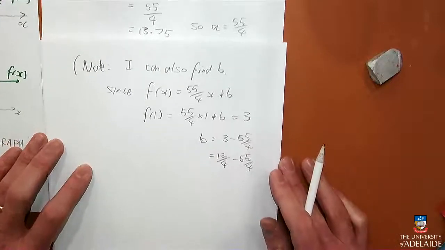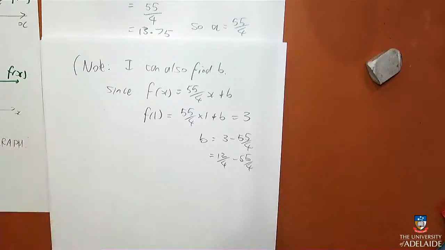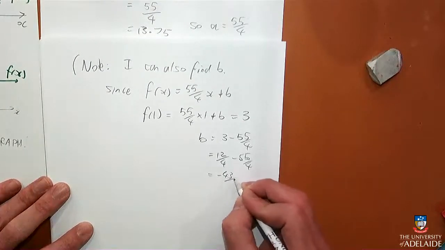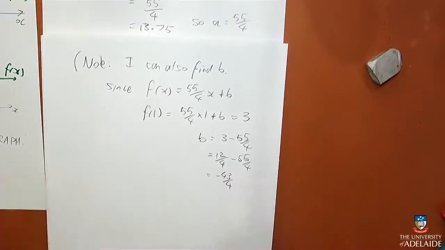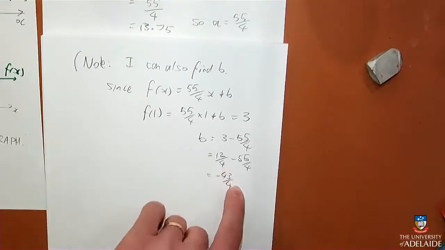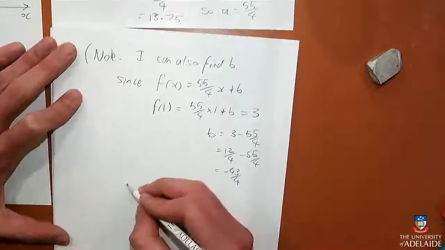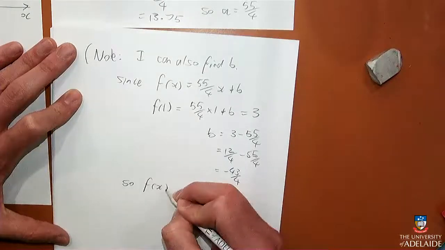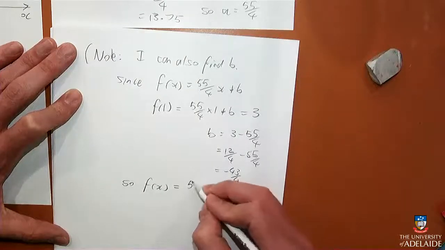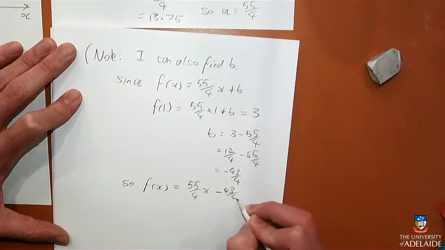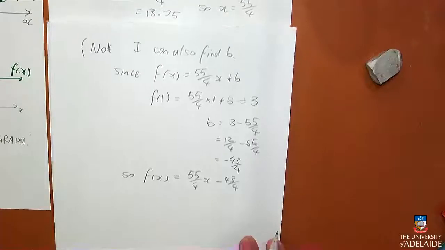Minus 55 on 4. 12 minus 55. Well, 55 minus 12 would be 43. So minus 43. And I was right. The 40 divided by 4 would be minus 10, and then we've got another minus 3/4. So actually f of x is 55 on 4 x minus 43 on 4. And I should really just check to see if this is working.